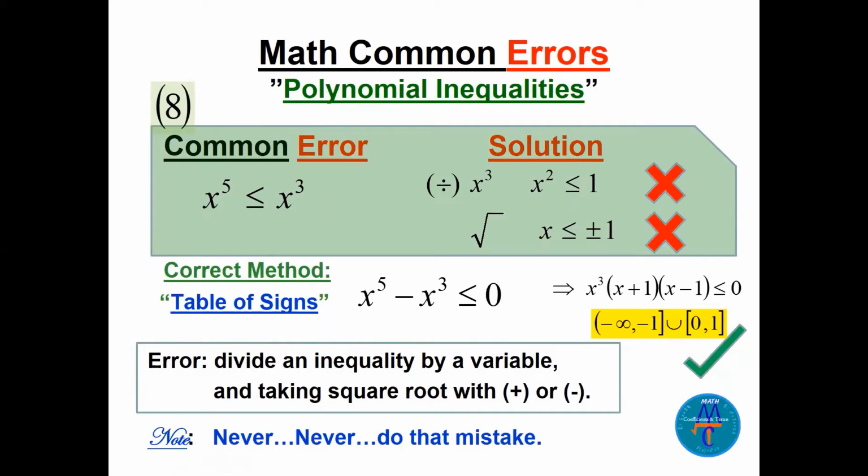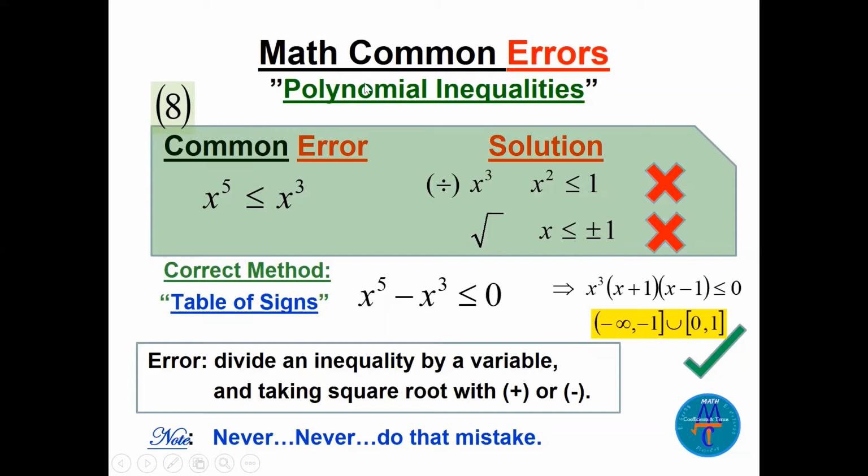Number 8. Another polynomial, but here we have x power 5 less than or equal to x cubed. Some people will divide by x cubed. You see here, if you divide by x cubed, it becomes easier. X squared less than or equal to 1. And then if you take the square root, x becomes less than or equal to plus or minus 1. This is a big mistake. Two big mistakes.